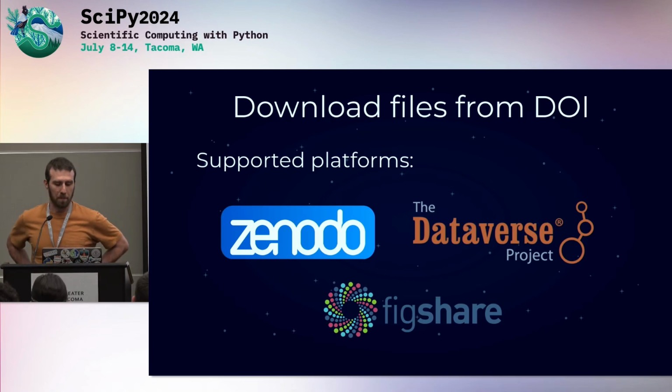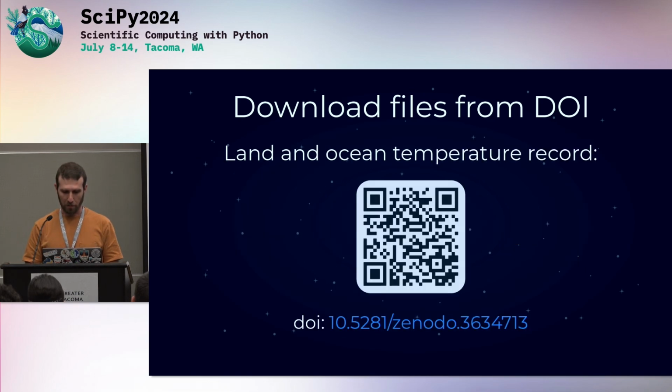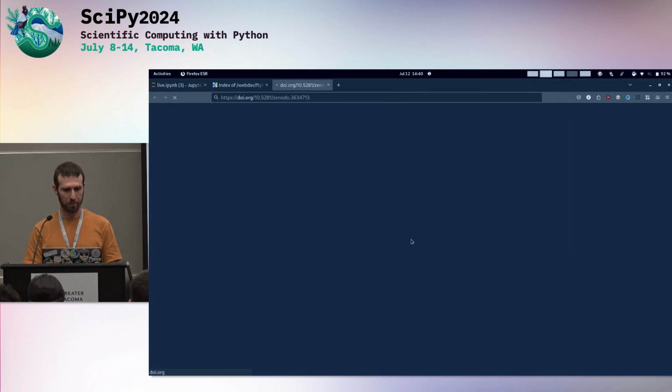So Pooch is capable of downloading files from different protocols. And it can also download files from services like Zenodo, Dataverse, and Figshare that allow us to create repositories with a DOI. So for example, I have this repository with land and ocean temperature records in Zenodo that I can just link to the DOI of the repository.